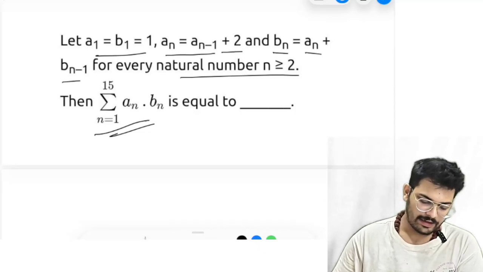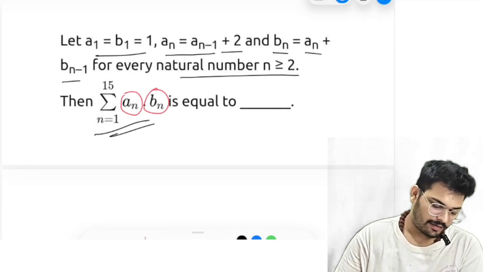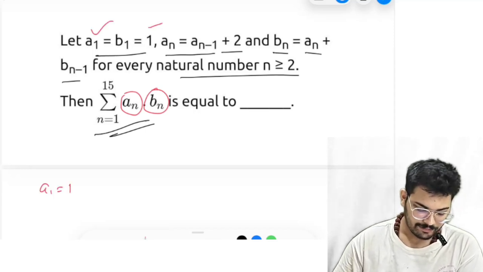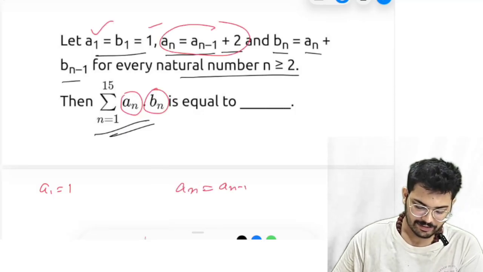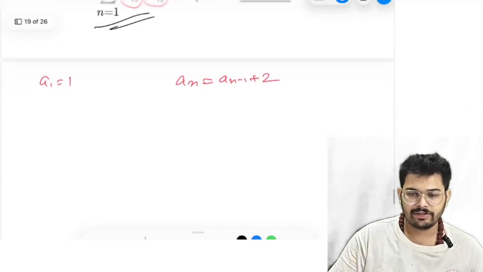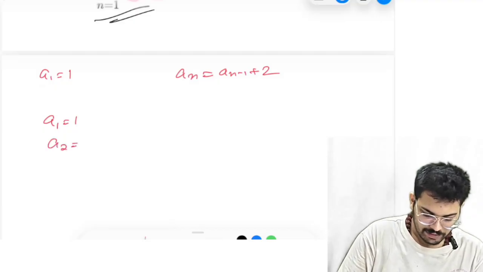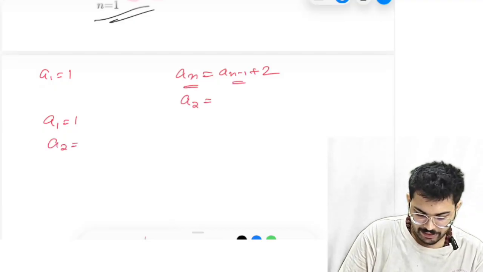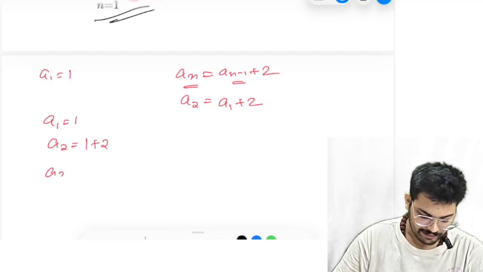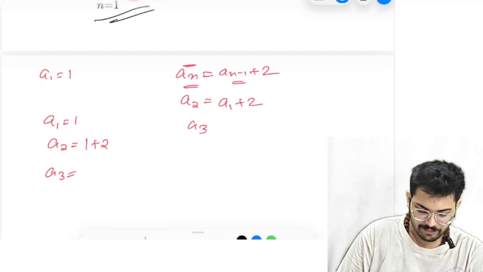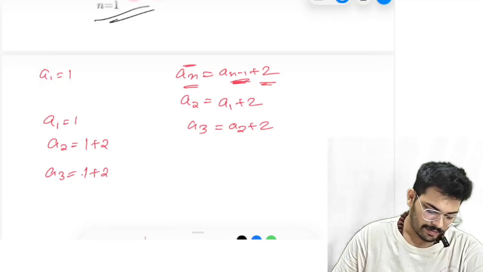First of all, we need to find the general term of an and bn. Already given a1 equal to 1, and an equal to a(n-1) plus 2. We can do this in two ways. a1 is already given as 1, a2 will be a1 plus 2, which means 1 plus 2, and a3 will be a2 plus 2. So a3 will be 1 plus 2 plus 2.